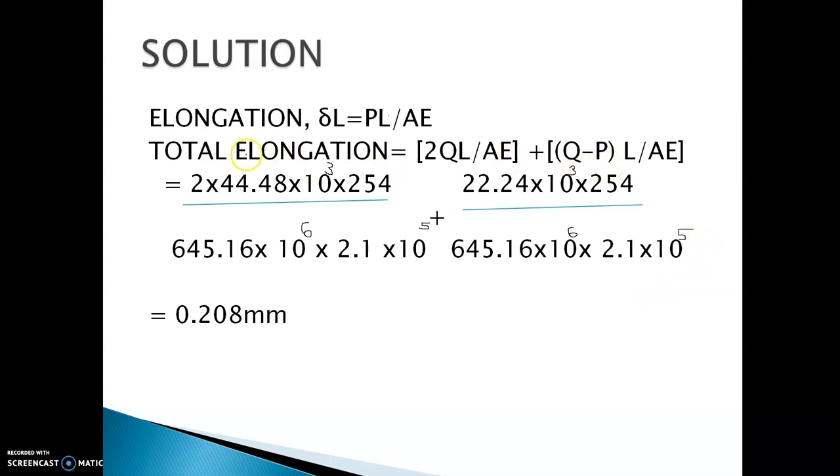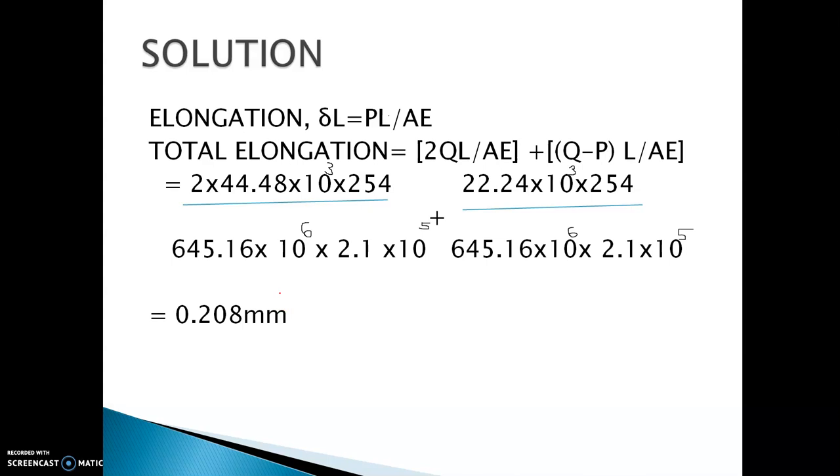Now I can substitute all the values. Q is given as 44.48 kilonewton, so into 10 raised to 3. Area is 645.16 square millimeter, L is 254 millimeter. So I have to convert the area into square millimeter. Capital E, it is given as a steel bar, so E is equal to 2.1 into 10 raised to 5 Newton per square millimeter. So I'll get the elongation as 0.208 millimeter. So the deformation is positive because all the portions are subjected to tensile load.